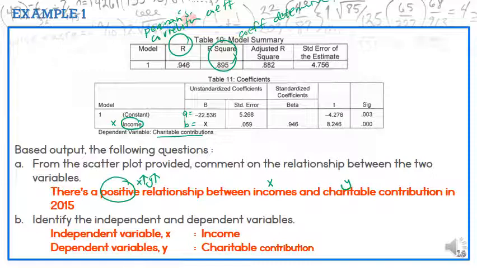So, dalam soalan B juga, dia minta you identify what is your independent and dependent variable. So, most of the time dalam soalan, dia ada bagi tahu. But if not, you need to think logically which one depends on which one. Okay, so here, charitable contribution depends on your income. The higher your income, the more you will contribute.